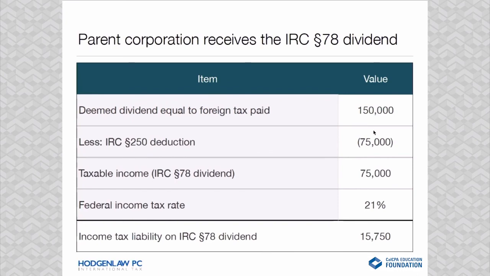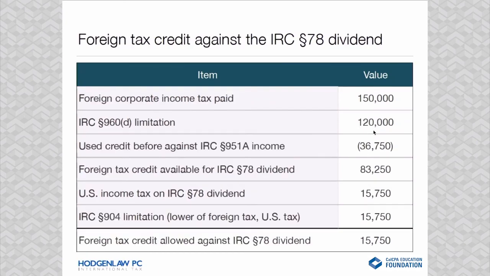Which is going to result in taxable income, specifically just as to the Section 78 dividend, of 75,000, tax rate 21%, tax liability $15,750. Foreign tax credit, magically we have the $15,750 foreign tax credit against the Section 78 dividend, which is fabulous.